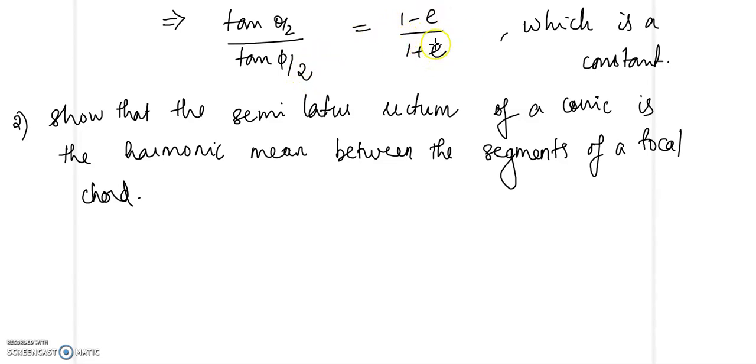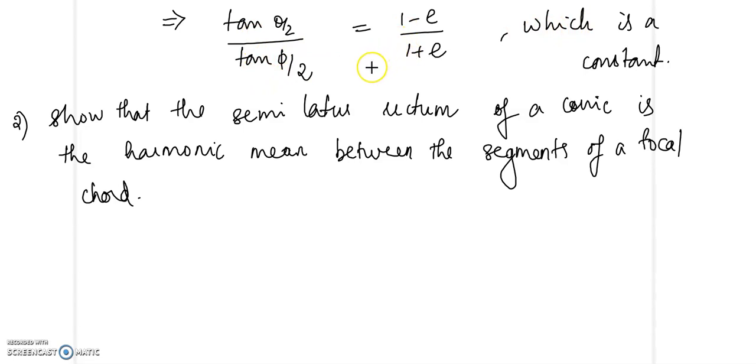Now, as we know, e is a constant for the given ellipse, for the given conic. So therefore the required ratio is a constant, which is our required proof.